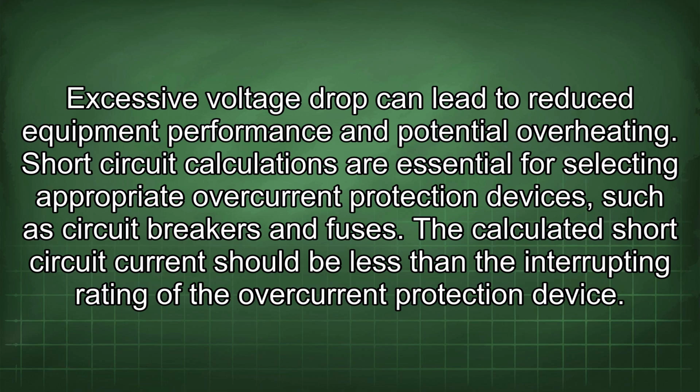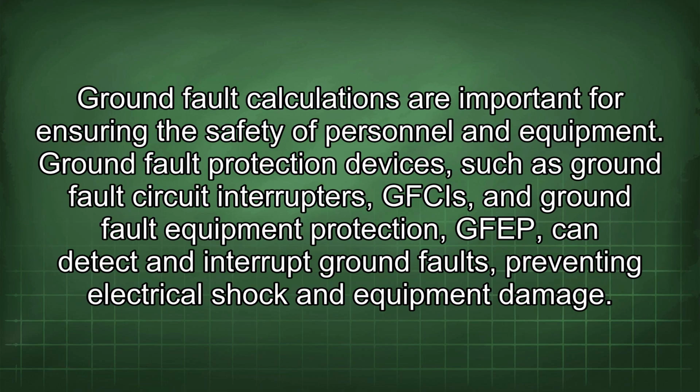Short circuit calculations are essential for selecting appropriate overcurrent protection devices, such as circuit breakers and fuses. The calculated short circuit current should be less than the interrupting rating of the overcurrent protection device. Ground fault calculations are important for ensuring the safety of personnel and equipment. Ground fault protection devices, such as ground fault circuit interrupters, GFCIs, and ground fault equipment protection, GFEP, can detect and interrupt ground faults, preventing electrical shock and equipment damage.